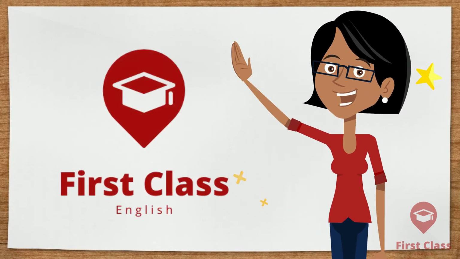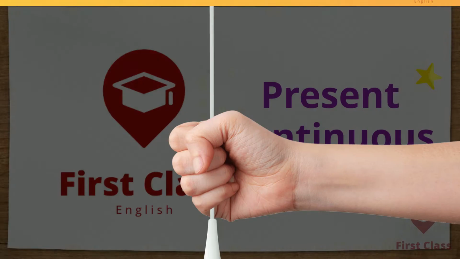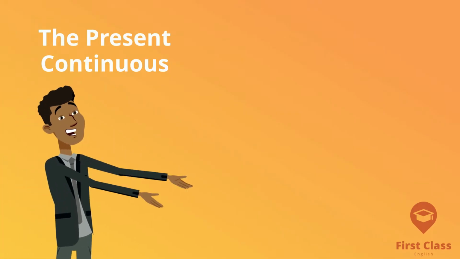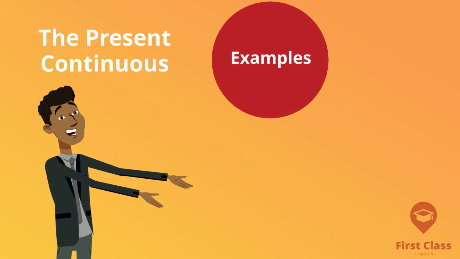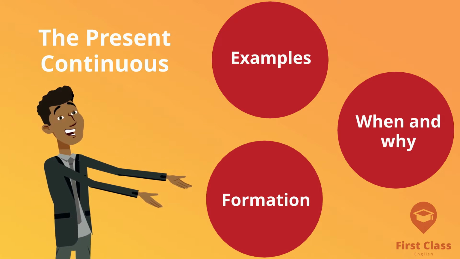My name is Miss Jess, and today we'll be talking about the present continuous. In today's lesson, we'll first start by looking at some example sentences that use the present continuous. Then we'll talk about when and why we use this grammar point. Finally, we'll discuss how it's formed and how it's written.